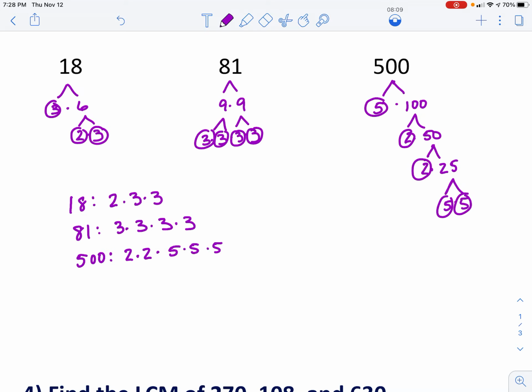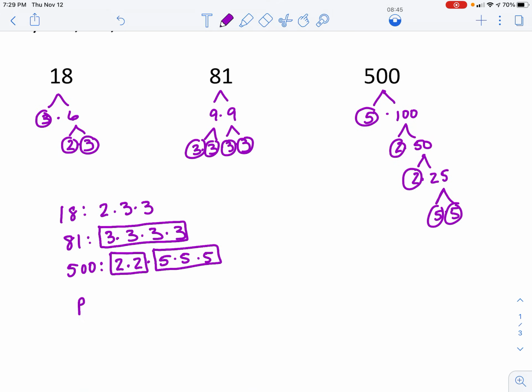Okay, now I'm going to look at those numbers and I'm going to box in the numbers that are the most occurring primes. So I see that there's a 2 in 18 and there's 2 2's in 500. So I want to box in where I see it occurring the most amount of times. Let's look at our 3's. I have 2 3's with the number 18, but 81 shows 4 3's. So that is where 3 occurs the most. So I'm going to box in those 3's. And then all that's left are 3 5's right down here. So I'm going to box those in.